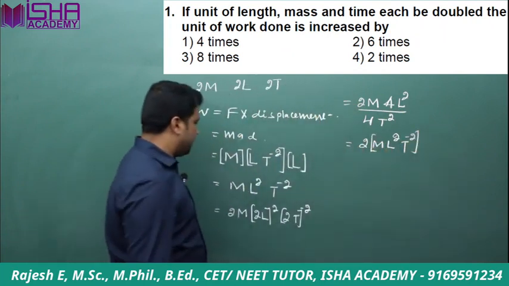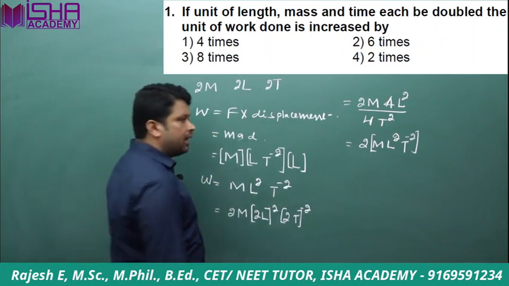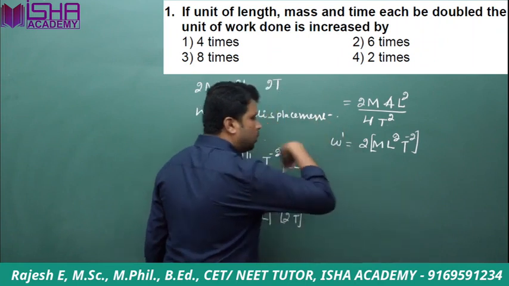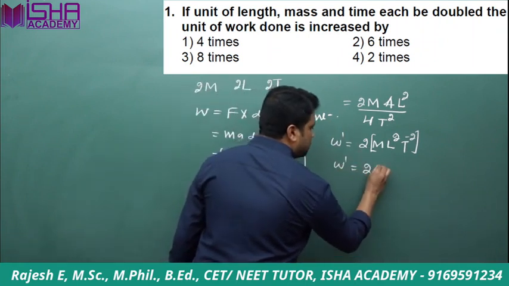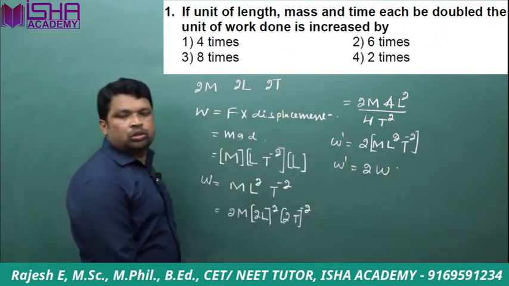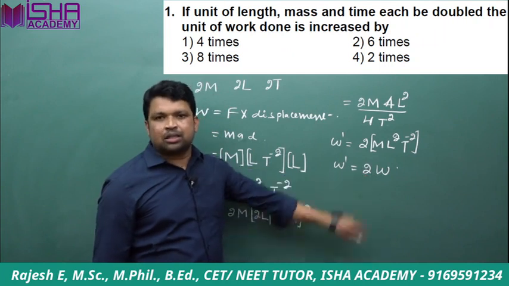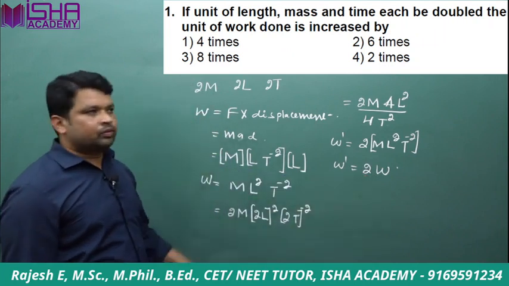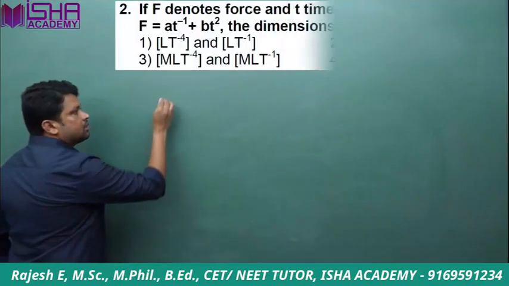This is once again the formula for work done, right? And the resultant work done, that is W dash, is equal to 2 times W. So work done is 2 times, and the option is 4. Got this? See the next question, guys.